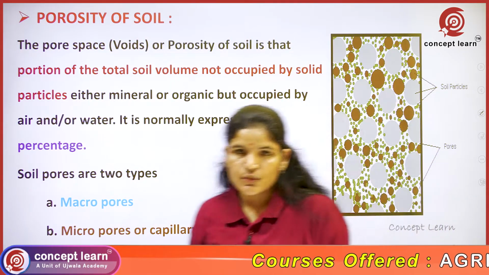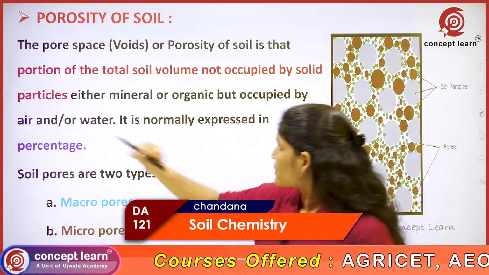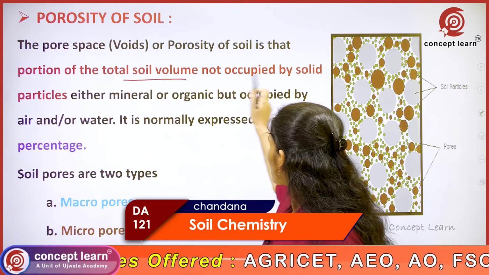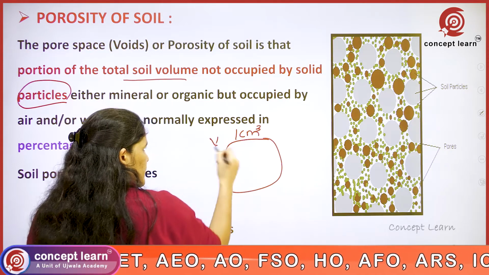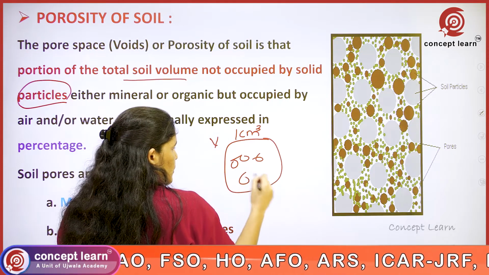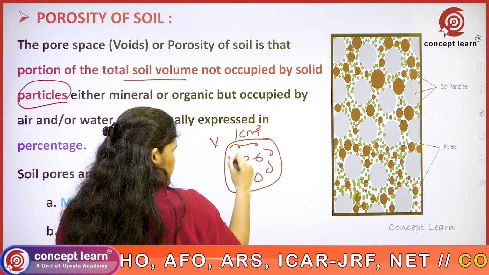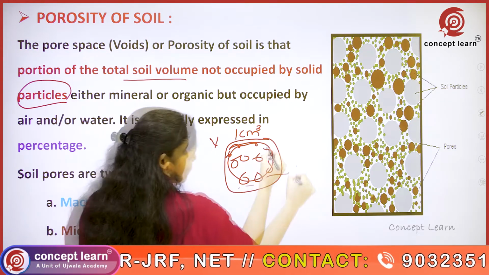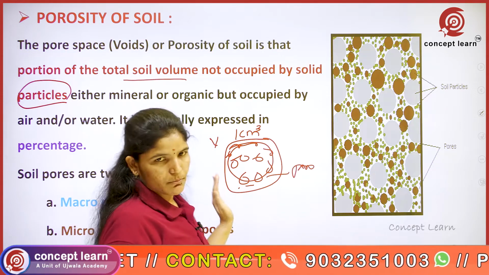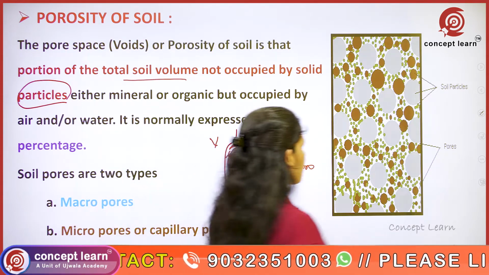Coming to the porosity of the soil. Porosity is nothing but the portion of the total soil volume not occupied by the soil particles. If we take a 1 centimeter cube volume of soil, along with the soil particles there will be air and water pore spaces. The remaining part, not occupied by soil particles, is what we call porosity. It is nothing but pores, both macro and micro pores, that are present in the soil.